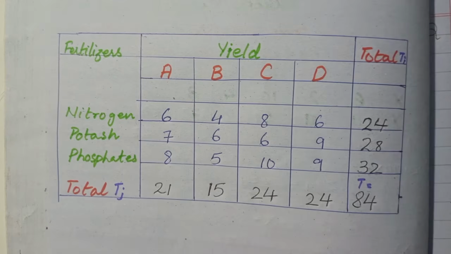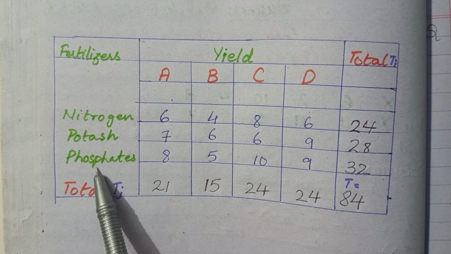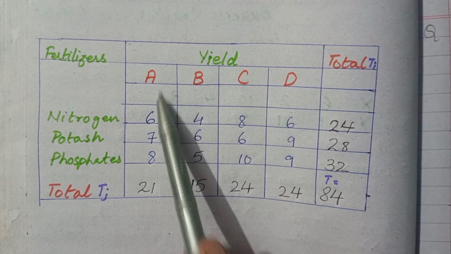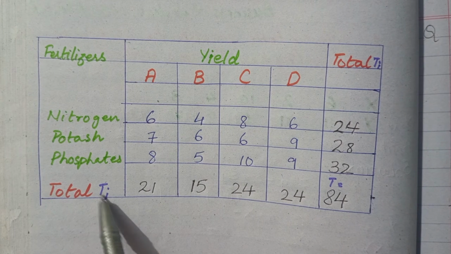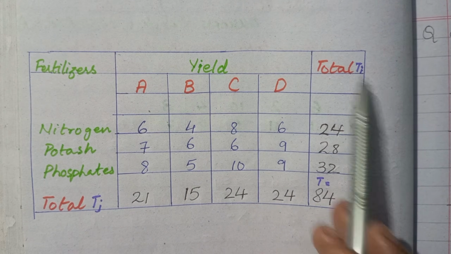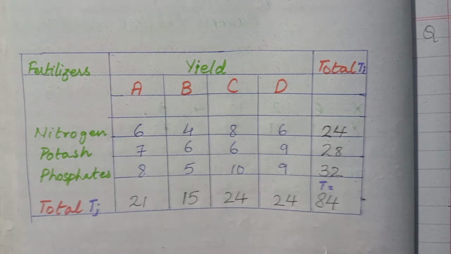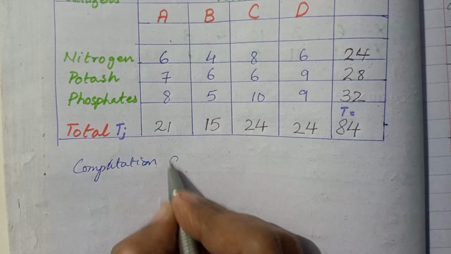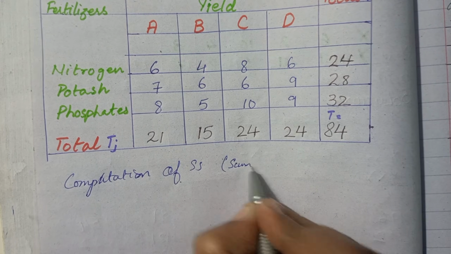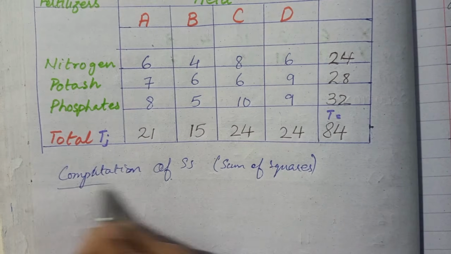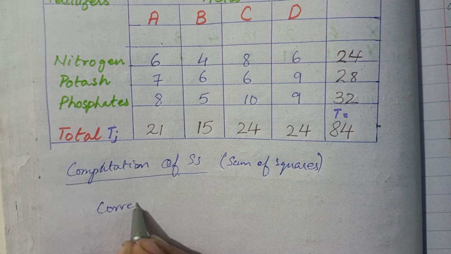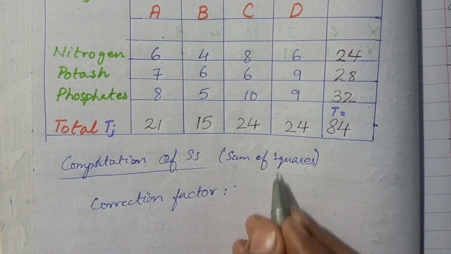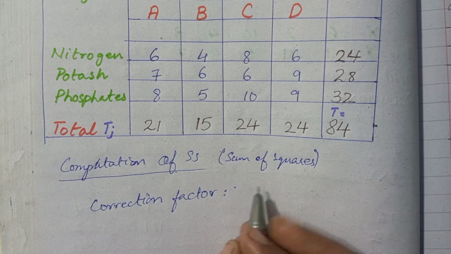Here is the table for calculation: fertilizer, yield, A, B, C, D, nitrogen, potash, phosphate. And here I have taken the totals of these three rows, and also the column totals. I call this Tj and I call this total Ti, and the grand total will be T. Then the next step is the computation of the sum of squares. First of all, we will find the correction factor. Then we will find the other sums of squares: total, rows, columns, and error also.